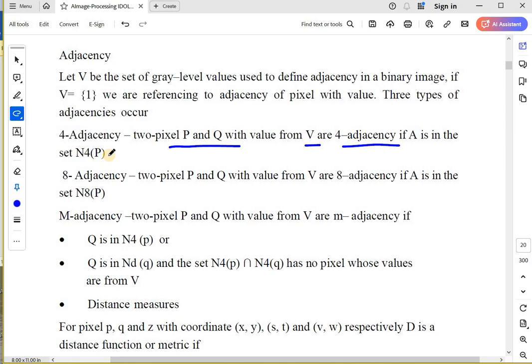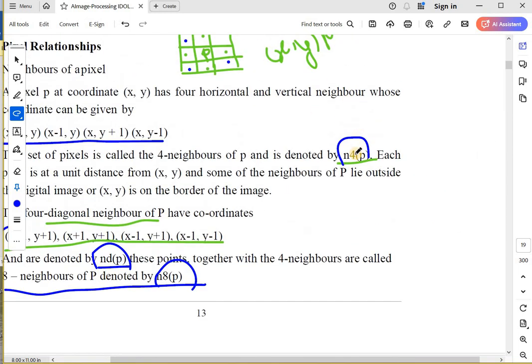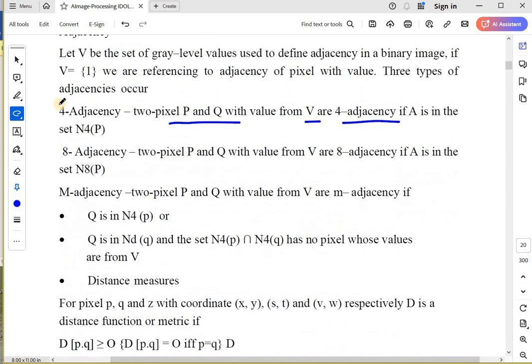N4 of P. Now what is N4 of P? Just now we have seen the 4 neighbors. So that is 4 adjacency. What will happen in 8 adjacency? If the pixels are there in N8 of P, then it is called 8 adjacency. Okay? Now, 2 pixels with values from V are M adjacent; M adjacency is a different concept. 8 and 4 adjacency were very simple.